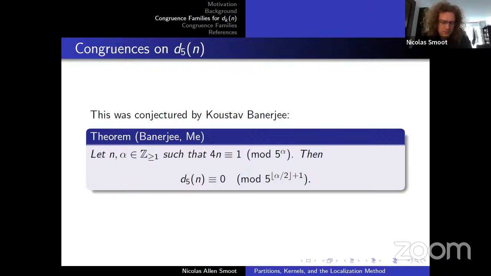George Andrews and Peter Paule had been working on a few congruences, I think for D2 of n.